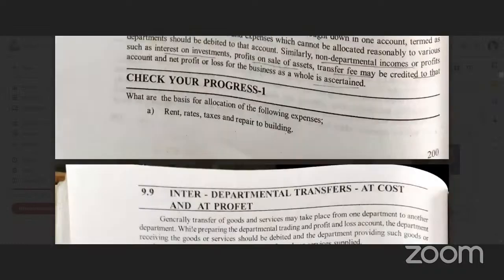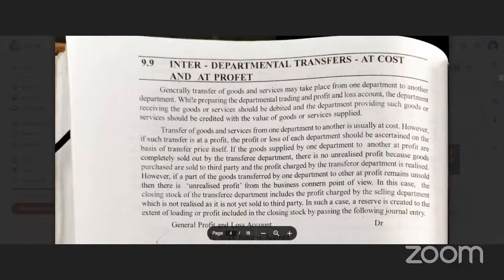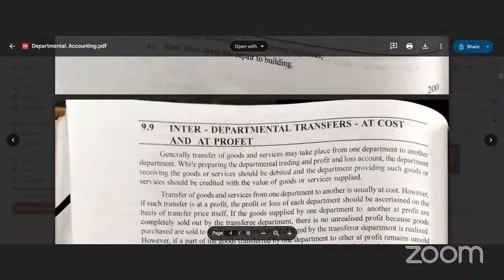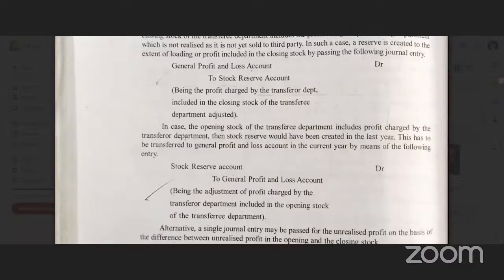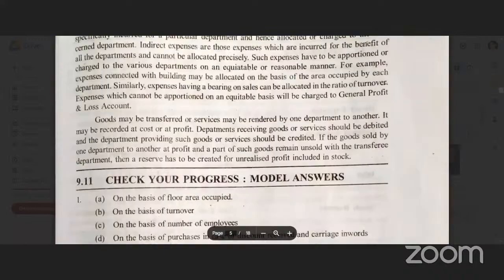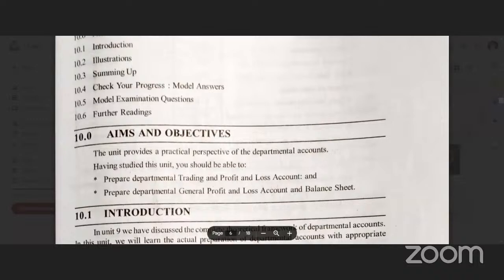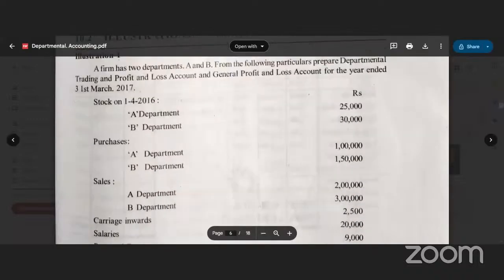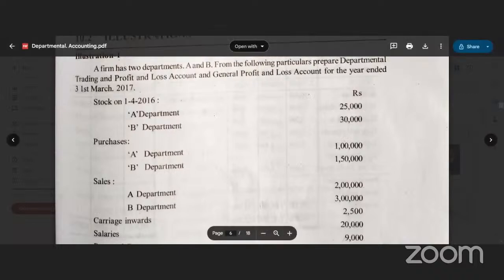The next one is interdepartmental cost and profit. This also will be there. I'll make you work out a problem. Departmental accounts 2. Here you'll get the problems. See, like this, you'll have the departments. For time being, I'll just explain with the help of this example.